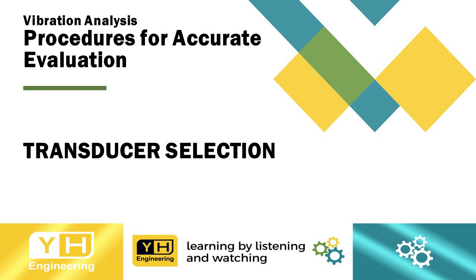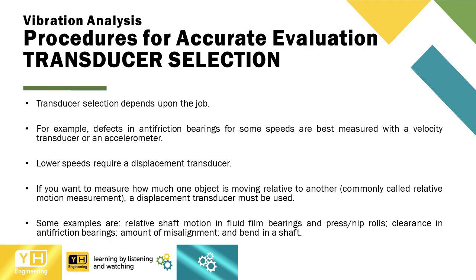Vibration analysis. Procedures for accurate evaluation of machinery condition. Transducer selection. Transducer selection depends upon the job. For example, defects in anti-friction bearings for some speeds are best measured with a velocity transducer or an accelerometer. Lower speeds require a displacement transducer. If you want to measure how much one object is moving relative to another, commonly called relative motion measurement, a displacement transducer must be used. Some examples are relative shaft motion in fluid film bearings and press or nip rolls, clearance in anti-friction bearings, amount of misalignment, and bend in a shaft.